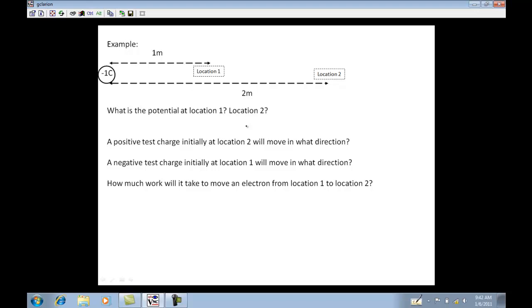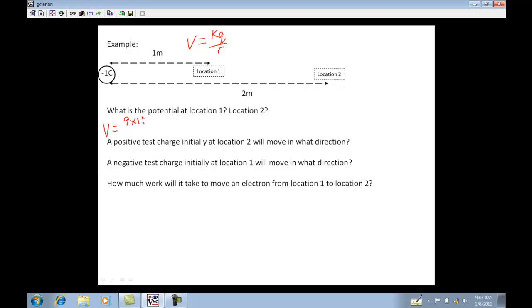Look really carefully at your equation sheets because you'll notice that there's an equation for the electric potential. The equation for the electric potential for just one charge is just KQ over R. Okay? So the potential at location 1 we would calculate by putting in our values. So V would equal KQ over R. What's the value of K? 9 times 10 to the ninth.